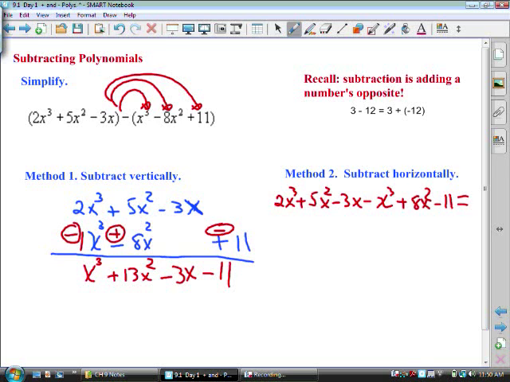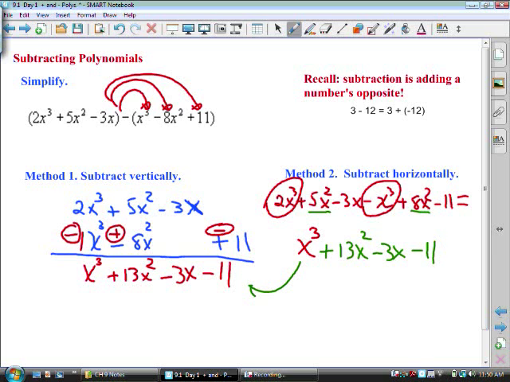I hope everybody remembers how to distribute a negative because it really helps. 2x to the third has to be combined with minus 1x to the third to get 1x to the third. Okay, then I have 5x squared plus 8x squared is a plus 13x squared. Now, negative 3x has nothing to combine it with, and minus 11 has nothing to combine it with. So look, I get the same answer doing it either way, horizontally or vertically.